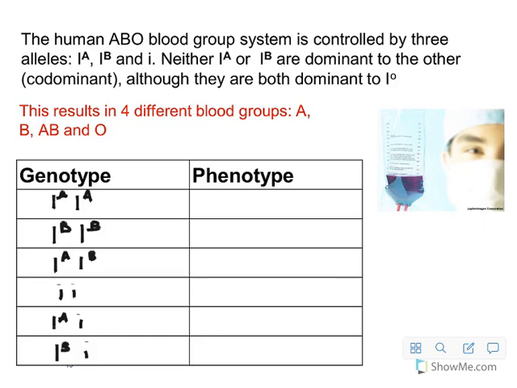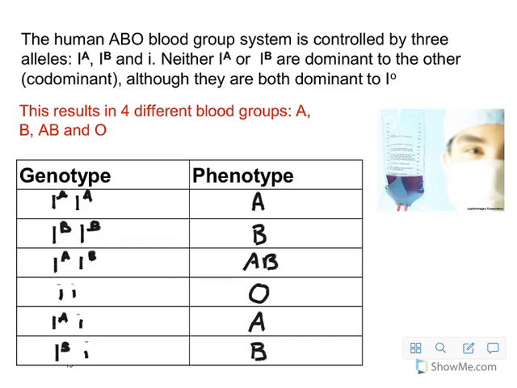Then we can fill in what the different phenotypes are. So if we have IA IA, the blood group is going to be A. If we have IB IB, the blood group is B. If we have IA IB, they have the blood group AB because they're codominant and both are expressed in the phenotype. If we have two small i's, we have blood group O. If we have IA, lowercase i, we have blood group A because A is dominant to O. And same thing with IB i, it's going to be blood group B because B is also dominant to O.